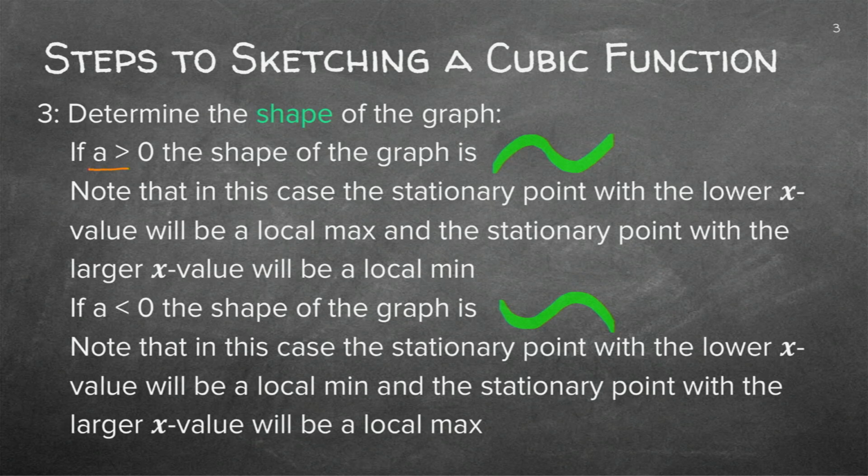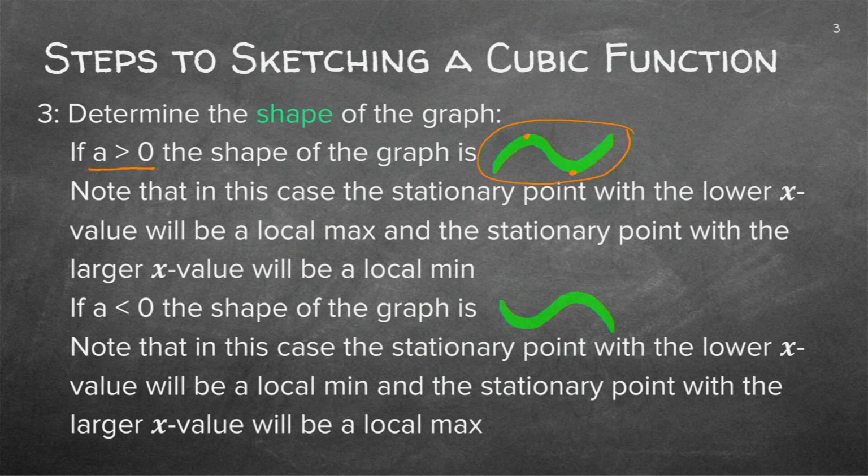The next step is determine the shape of the graph. If a is bigger than 0, the shape of your graph will look like that. Note that in this case, the stationary point with a lower x value will be a local maximum, and the stationary point with a larger x value will be a local minimum. So that will be your maximum and that will be your minimum.